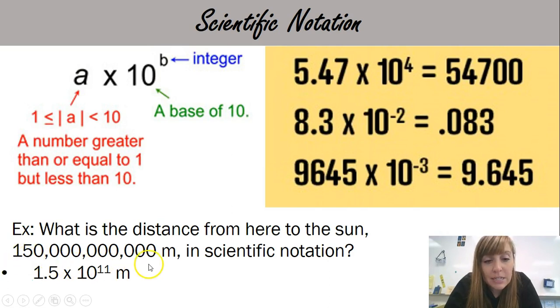And then you say how many spots over did it move. So between here and here is 11 spots. If I look at the positive or negative, 1.5 times 10 to the, is it positive or negative 11th? Well, does 1.5 need to get bigger or smaller to go back to our original number? It needs to get bigger, so it needs to be a positive exponent.